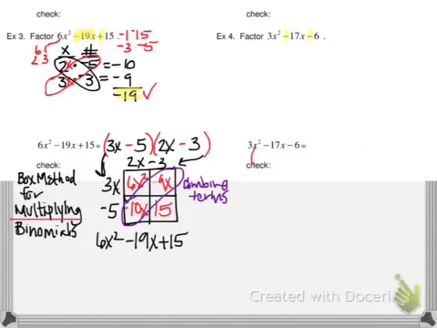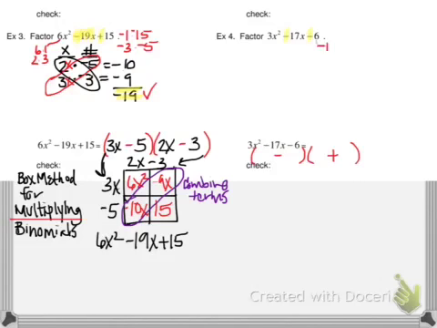Last example that I'm going to work for you guys is example number 4. Looking at my signs of 3x squared minus 17x minus 6, when my last term is negative and my middle term is negative, this means that my signs inside of my parentheses are going to be one negative and one positive. And because my middle term is negative, that means that my biggest number is going to be negative. So, let's look at our factors.